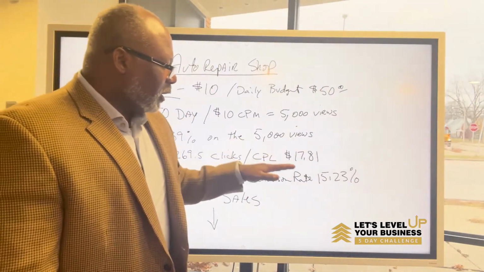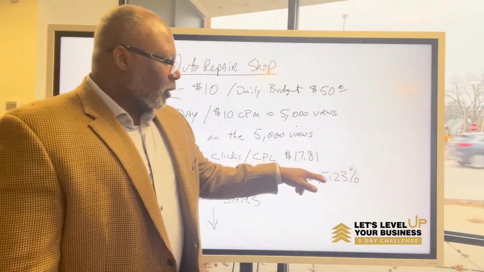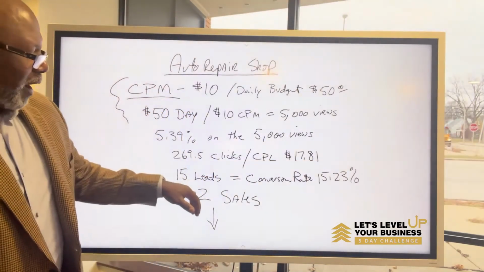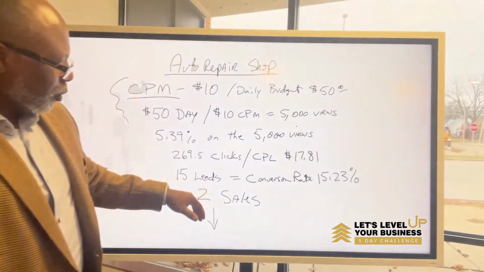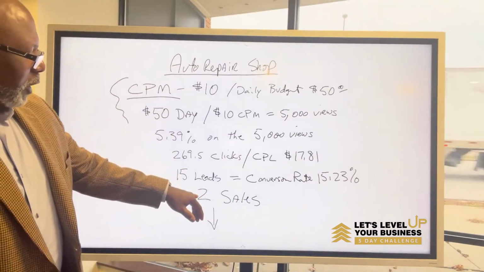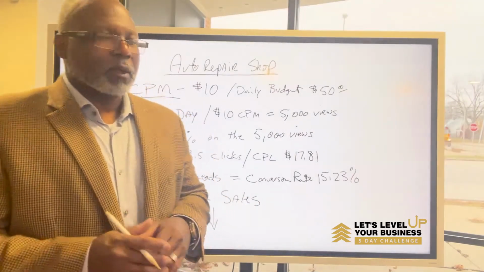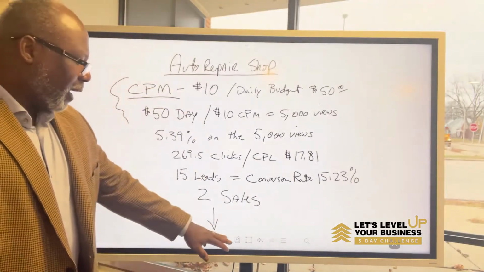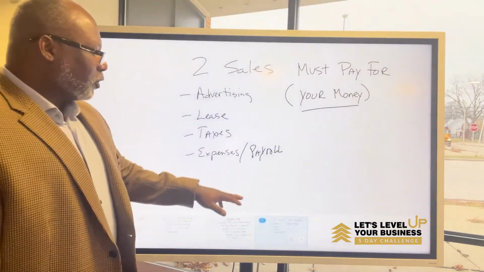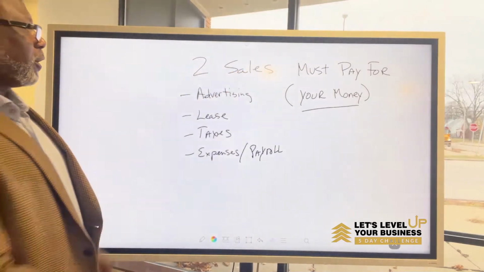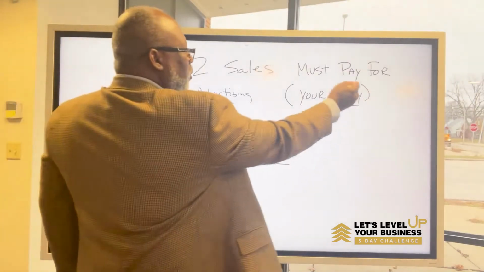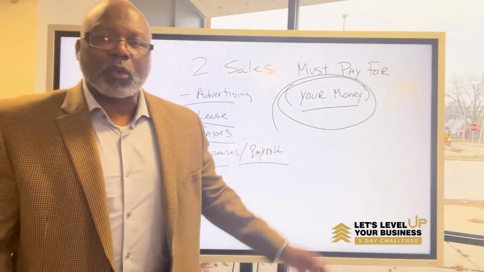And then they said of the 15 people, the average was a 15.23% conversion rate, which comes to 2 sales. So I'll tell you flat out what I learned from doing these types of exercises for my business: those 2 sales must pay for the advertising, the building that you're leasing, the taxes, expenses, payroll, and also yourself. So you're not just doing your business for nothing.